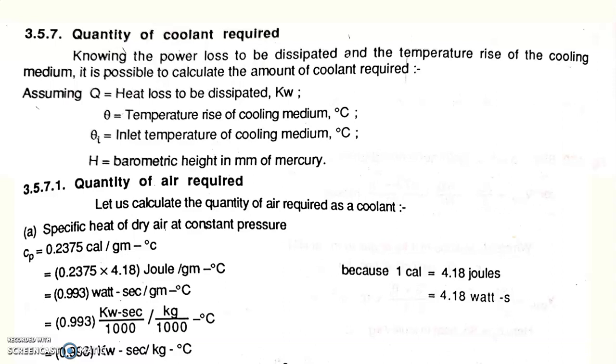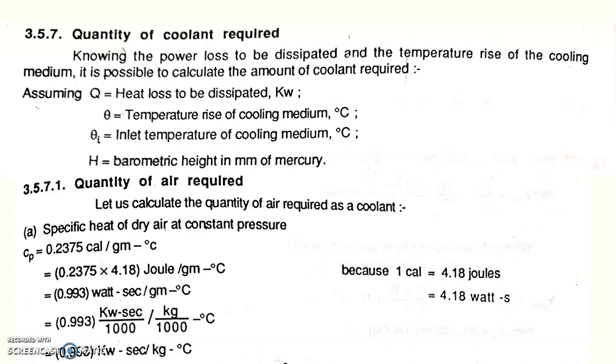Let's see the quantity of air required. Let us first calculate the quantity of air required as a coolant. First we have to go with the specific heat of dry air at constant pressure. Cp is nothing but specific heat. Cp is equal to 0.2375. This value indicates the specific heat of dry air, which is a standard value which cannot be changed. It is in calorie per gram degree Celsius.